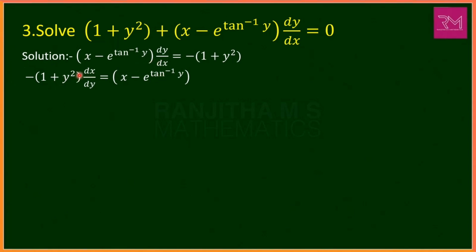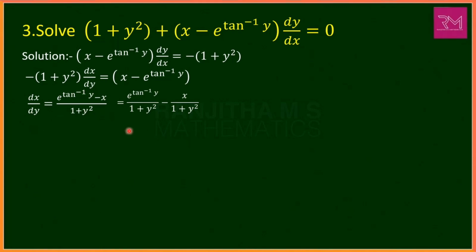Now if we take this value to the right hand side, that becomes dx by dy, which is equal to, here this goes to the right hand side, and the negative value also goes to the right hand side. That becomes minus x, minus into minus plus, exponential power of tan inverse y. Take this value first, hence we get exponential power of tan inverse y minus x divided by 1 plus y square. Now if we split this value, we get exponential power of tan inverse y divided by 1 plus y square minus x divided by 1 plus y square.